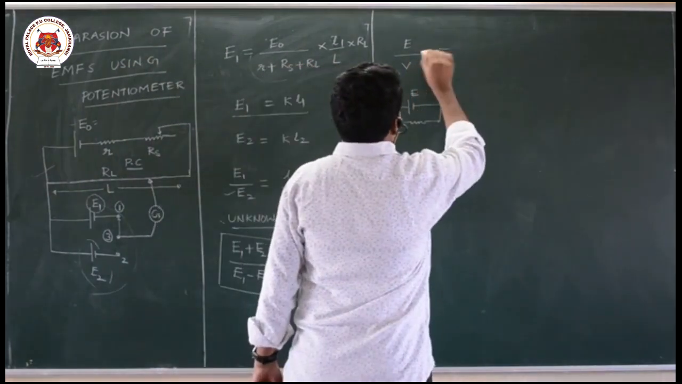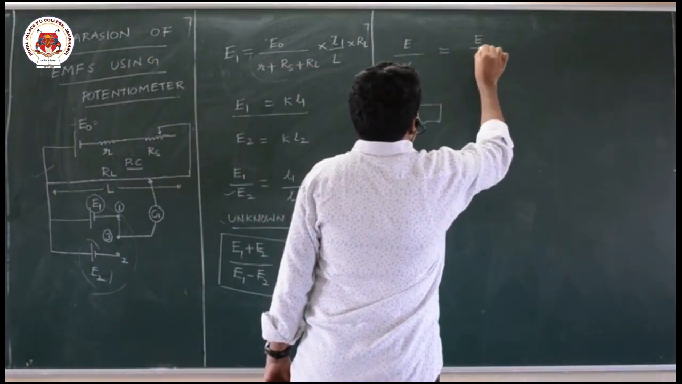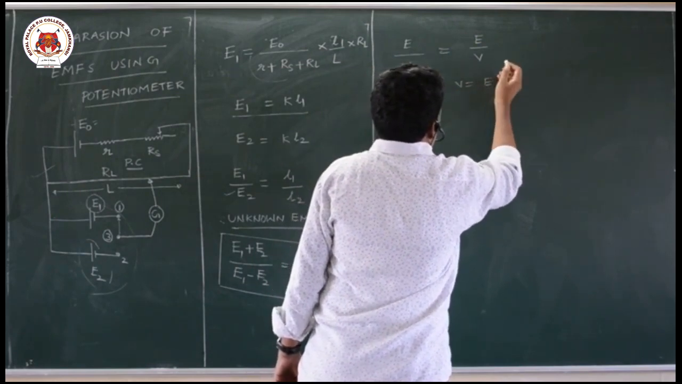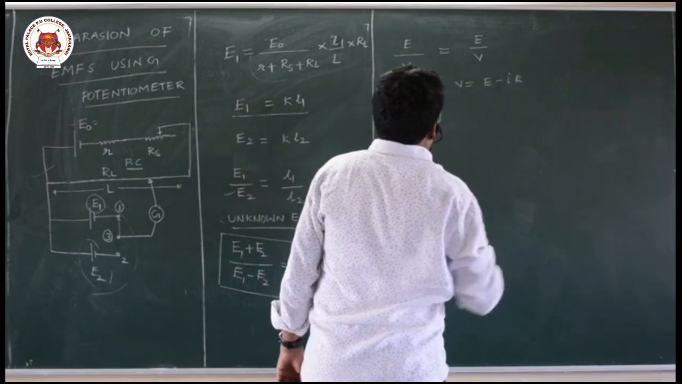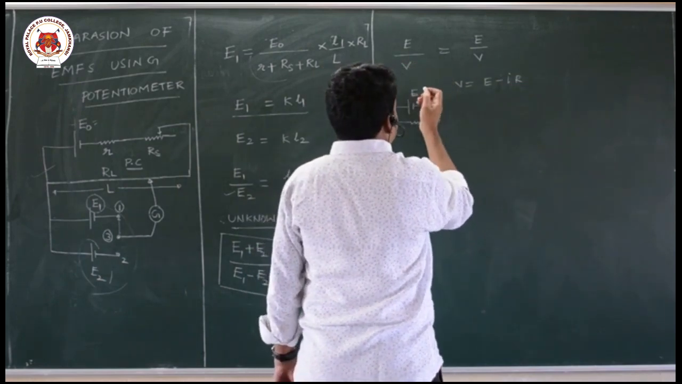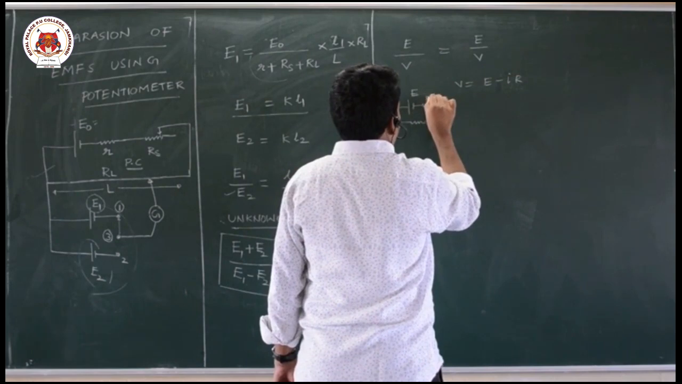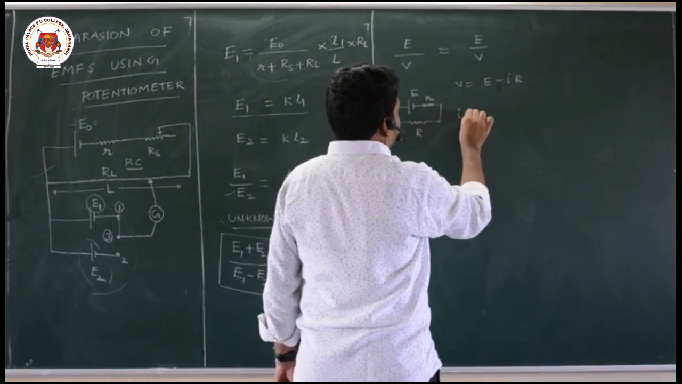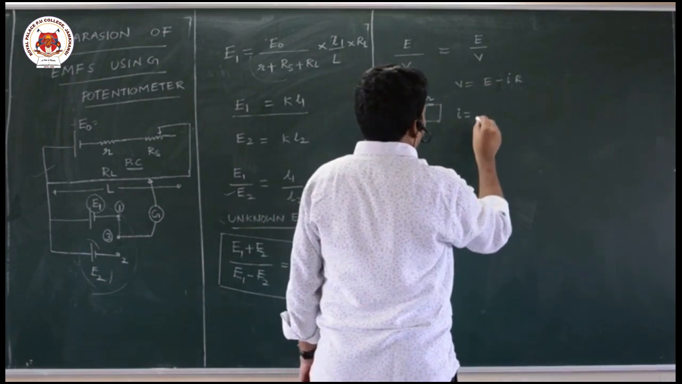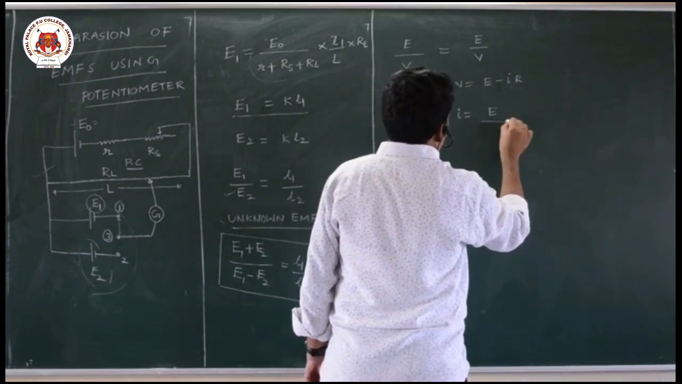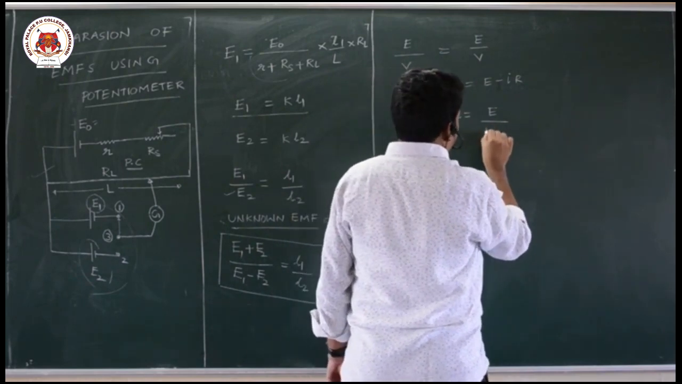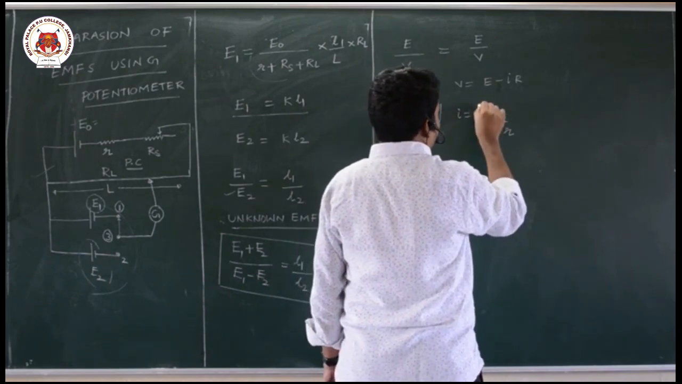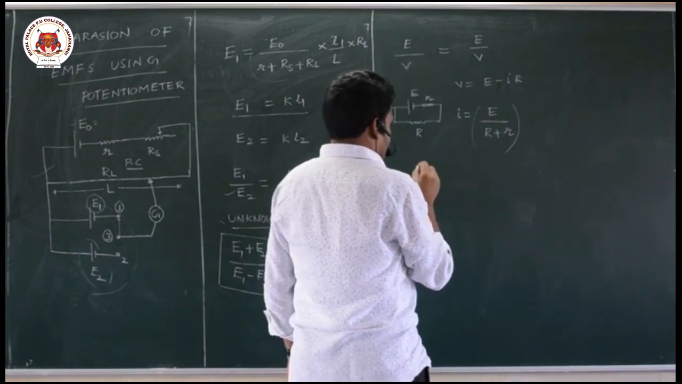V is equal to E minus Ir. But what can I write for I? Let us take a cell of small internal resistance r, and capital R as the external resistance. I is equal to E by capital R plus small r.